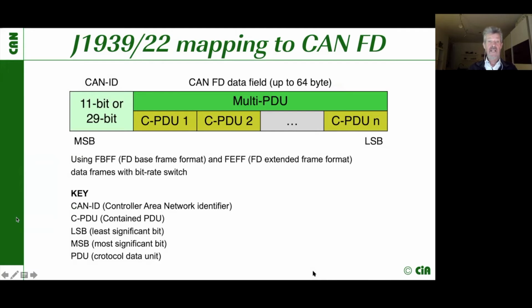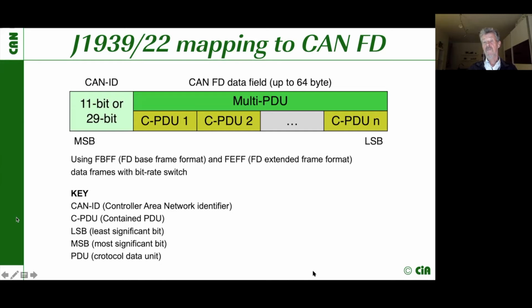We can use the 11-bit identifier or the 29-bit identifier. CiA recommends using only the 11-bit identifier to minimize the overhead, because the identifier is transmitted with the arbitration speed, which, in this case, when we're using J1939-17, is just 500 kilobit per second. The remaining part, the CAN FD data field, is transmitted with a higher speed, 2 megabit per second.